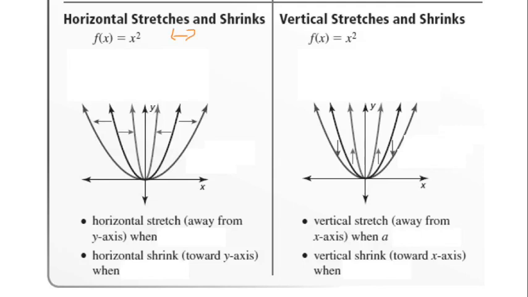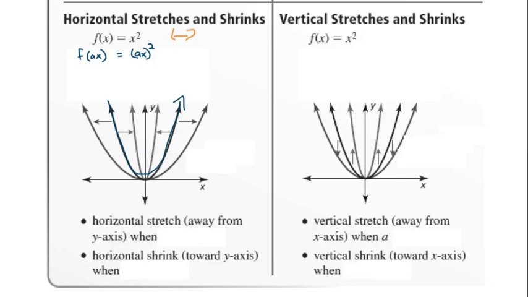So that would be an inside thing. Horizontal stretches and shrinks, that's when I multiply the inside by some value of a. So this would be a of x inside the squared region. And remember, everything inside is x and backwards. So let's say the blue one is the original.